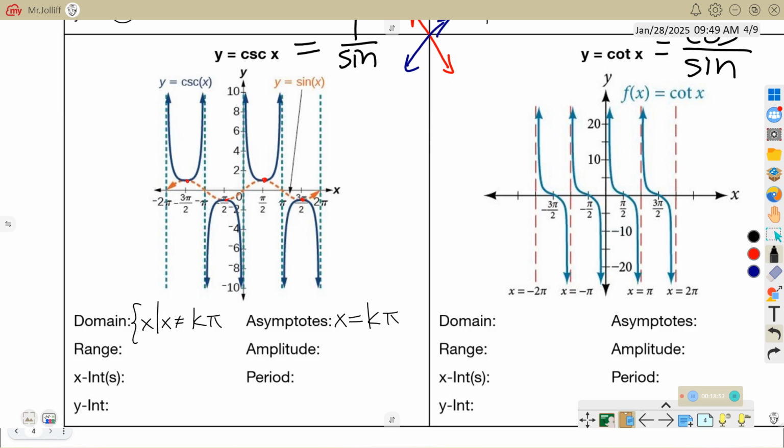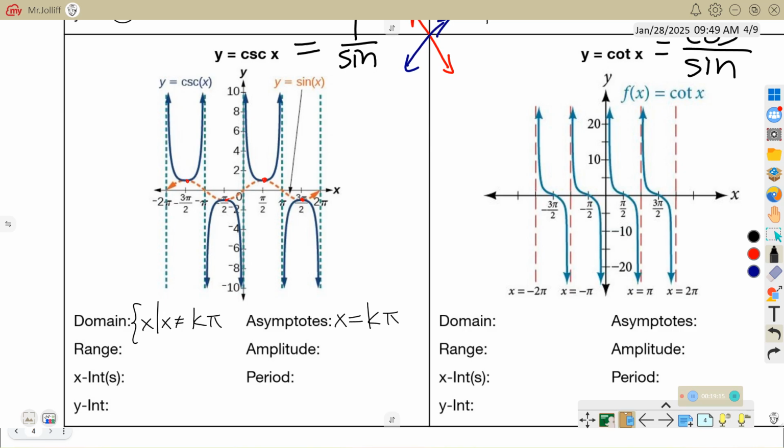Just like sine is shifted from cosine by half a pi, its asymptotes are shifted by half a pi. The cosine asymptotes are occurring at a half, 1.5, 2.5, 3.5. These are occurring at 0, 1, 2, 3. So just like sine and cosine are related, secant and cosecant are related. Same shape, just shifted.